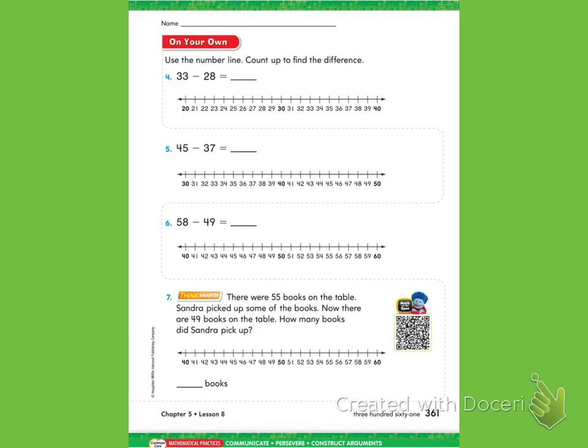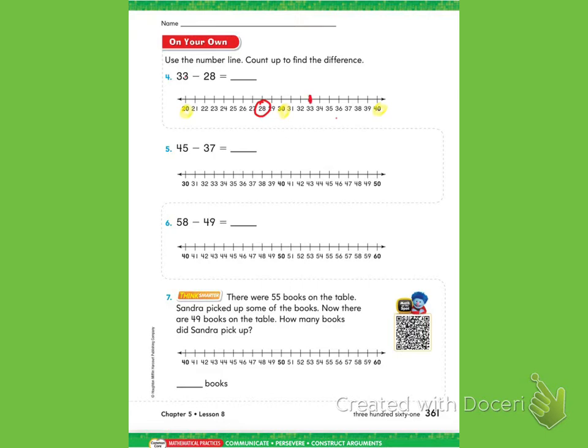The first thing you're going to do, hey Cooper, the first thing you're going to do is you're going to go ahead on number 4. You're going to highlight your multiples of 10. And then we are going to start at 28. And we're going to stop at 33 because these numbers are so close together.